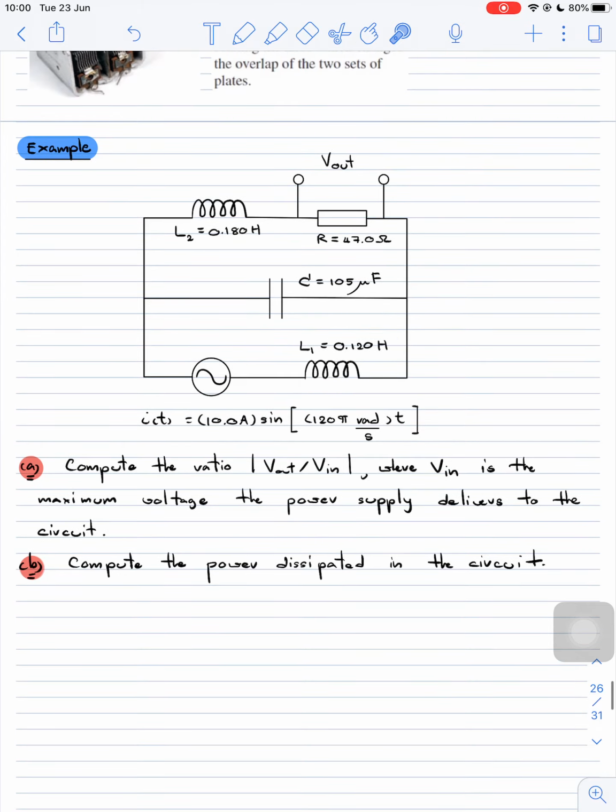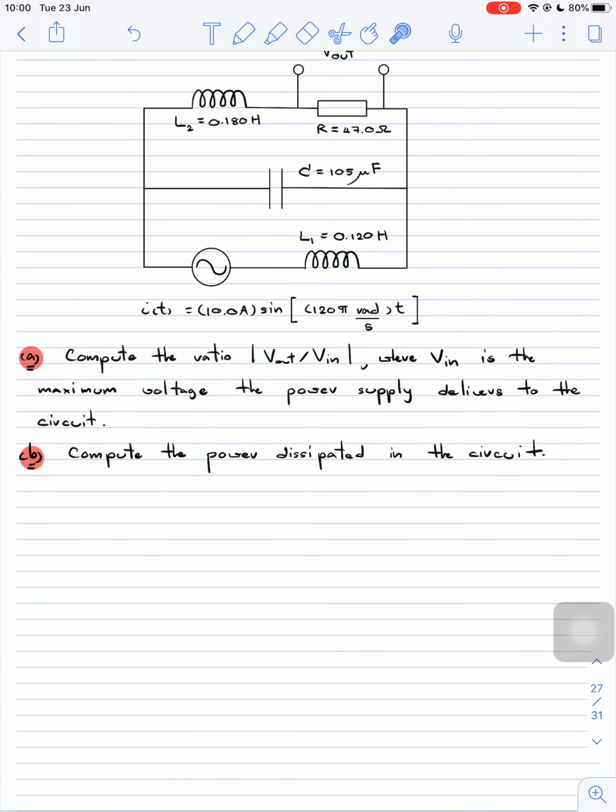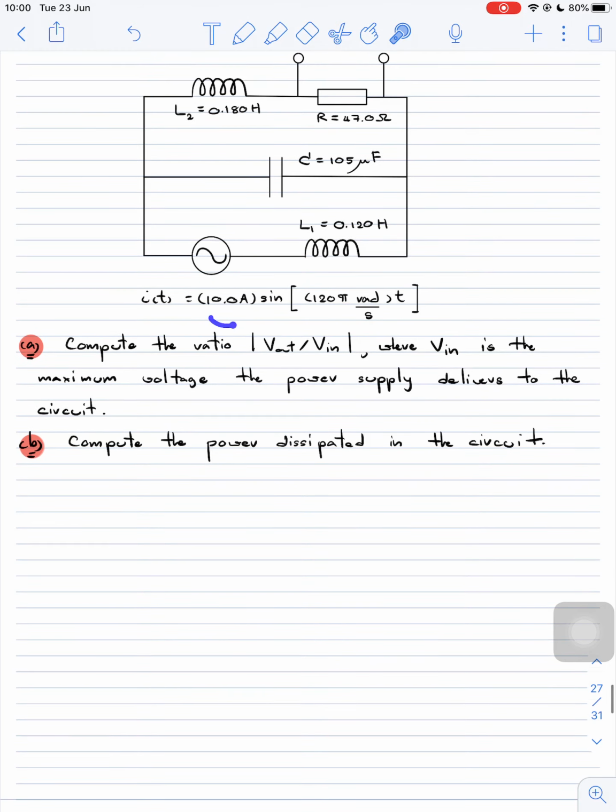Let's say that the potential difference across this resistor is V out. Let this be the amplitude of the potential difference. And we know that the current through the AC source and then through L1 has an amplitude of 10 amperes and an angular frequency of 120 pi radians per second.